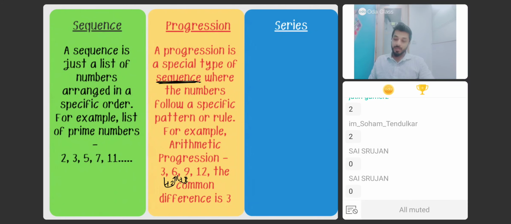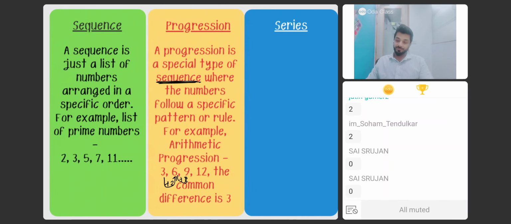Now, progression. Progression is also a sequence, but it is considered a special type of sequence. यह एक special sequence होता है progression, जिसमें एक proper logic या rule follow हो रहा होता है. If there is a specific pattern or rule in a sequence, then that sequence becomes a progression.